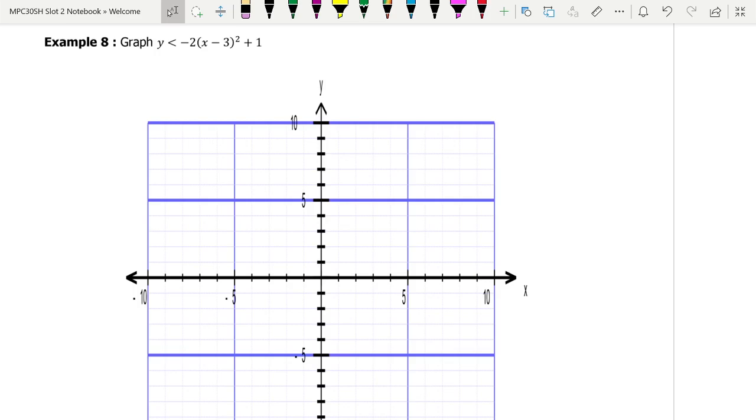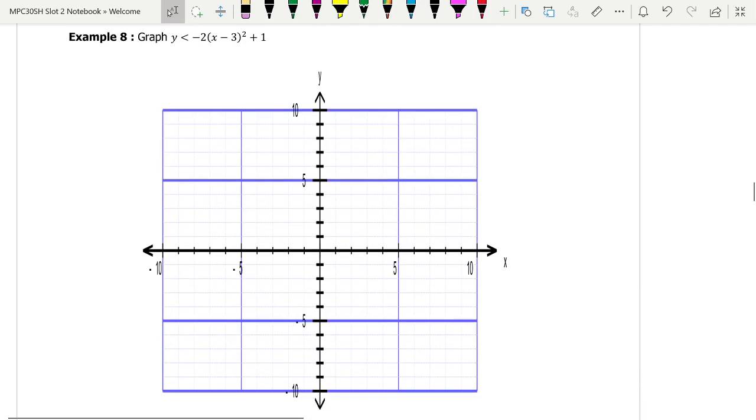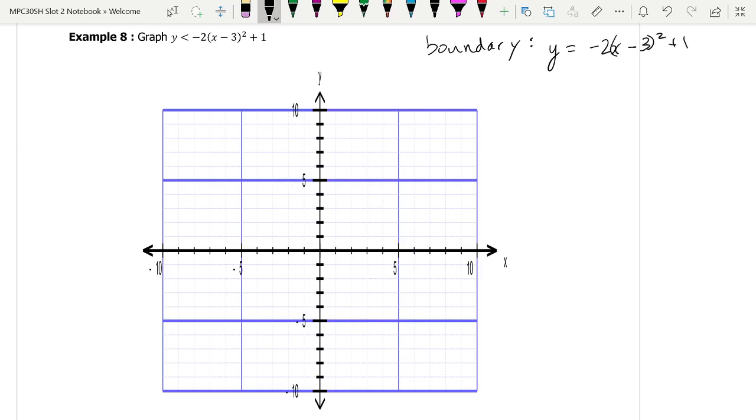We have to graph this on a grid because we can't just use a number line, since we have to be in 2 directions, the x direction and the y direction. And first of all, we're going to graph the boundary. The boundary is graphed at y equals negative 2 times x minus 3 squared plus 1. Okay, we've graphed parabolas lots. It has a vertex of 3, 1. So 1, 2, 3, 1. There we go. What else do I know about it?